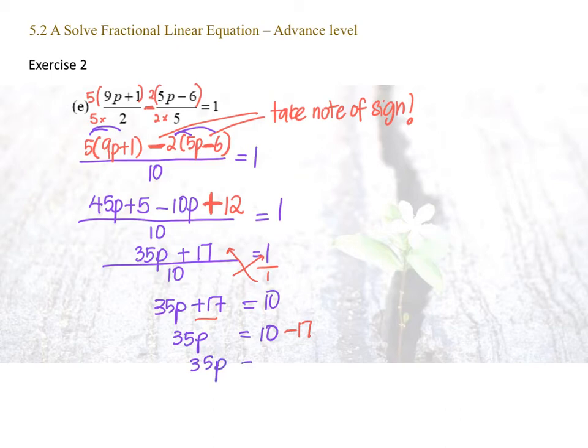So 35p is equal to negative 7. If you're unsure of the calculations, please use the calculator. And therefore, 1 unit of p will be negative 1 over 5 in the simplified form. Have you gotten the answer?